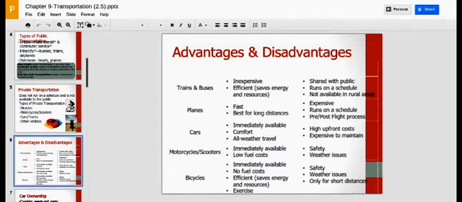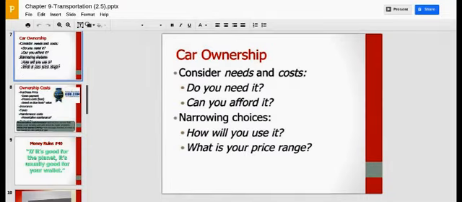Trains and buses you're inexpensive and pretty efficient for the most part, but you have to share it with the public and it runs on a schedule so you can miss it. Of course, planes are best for long distances, but they are pretty expensive, and etc. And a lot of them common sense, but just to be aware of when we're comparing in this section public and private transportation. Car ownership.